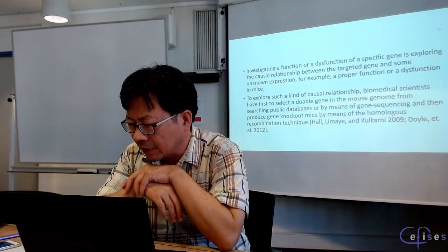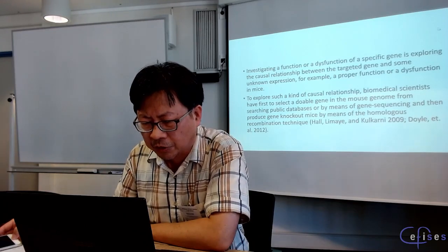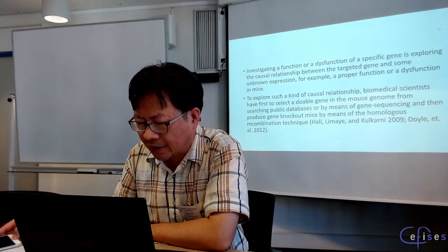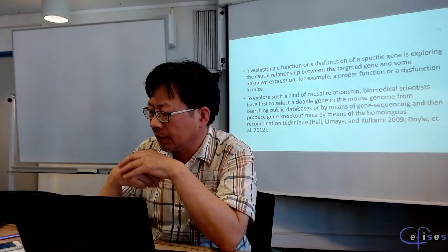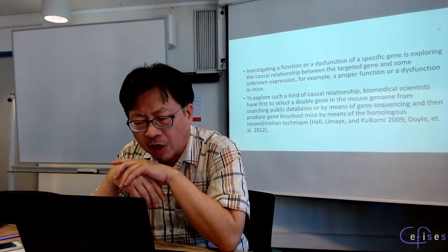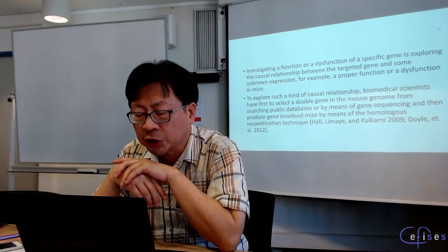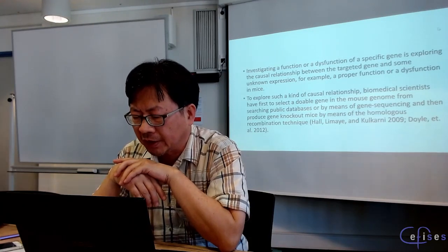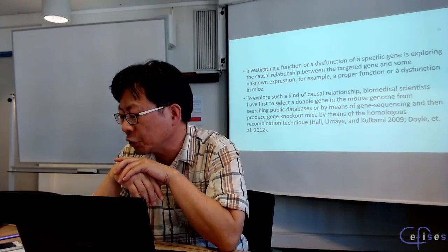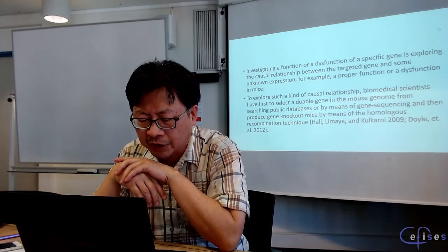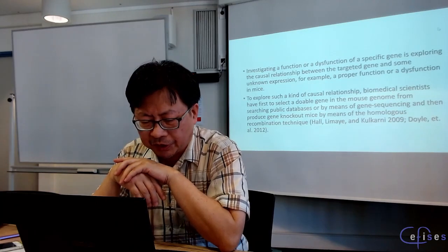Investigating a function or dysfunction of a specific gene is exploring the causal relationship between the targeted gene and some unknown expression, for example a proper function or dysfunction in mice. To explore such a causal relationship, biomedical scientists first select a doable gene in the mouse genome from public databases or by means of gene sequencing, and then produce gene knockout mice by means of homologous recombination.